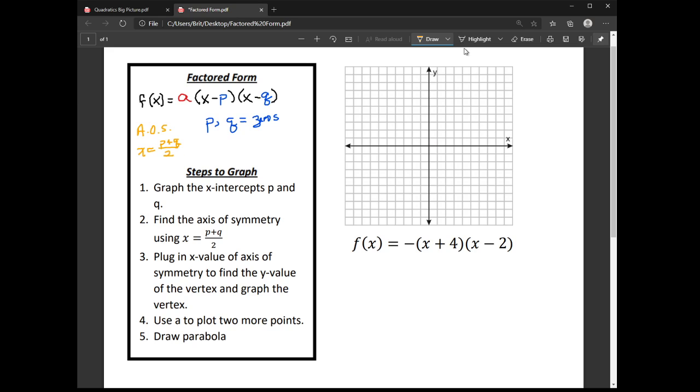So let's go ahead and start by graphing. The first step is to graph the x-intercepts, p and q. The x-intercepts, again, are the values being subtracted from x. So here, the x minus 2, it's pretty clear that it's a 2. But when I go to deal with the x plus 4, remember, this is the same as x minus negative 4. So my two x-intercepts are at 2 and negative 4. So I'm going to go ahead and plot those. Don't forget, if you put something on the graph, you need to make sure to label it.